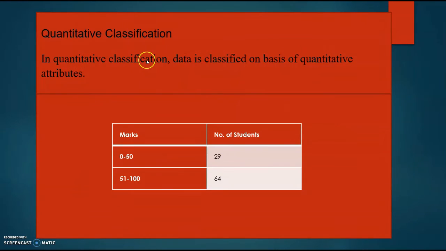In quantitative classification, data is classified on the basis of quantitative attributes. That means the data are classified on the basis of characteristics which are quantitative in nature. In other words, these characteristics can be measured quantitatively. For example, age, height, production, income, etc. are quantitative characteristics. Classes are formed by assigning limits, called class limits, for the values of the characteristics under consideration. For example, here mark is a quantitative attribute.